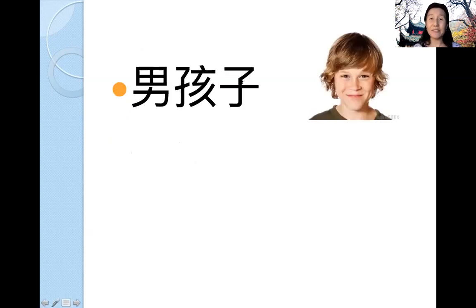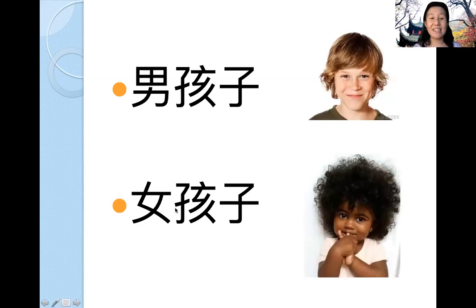男孩子. Previously, we learned 男人, that is a male person, it's a man. So a male child, 男孩子. And you can see from the picture, it's a boy. Similarly, a female child, 女孩子. That means a girl.